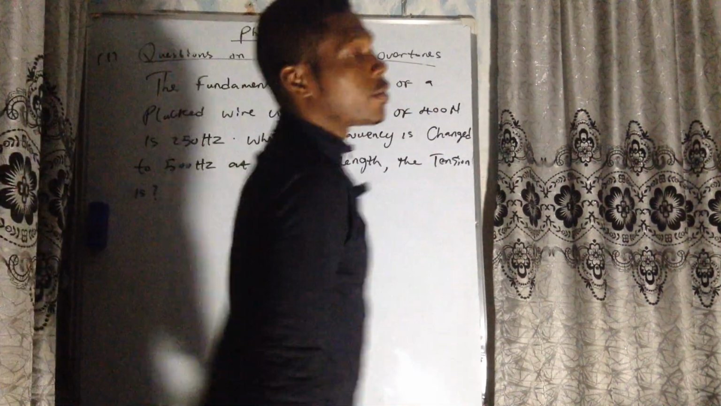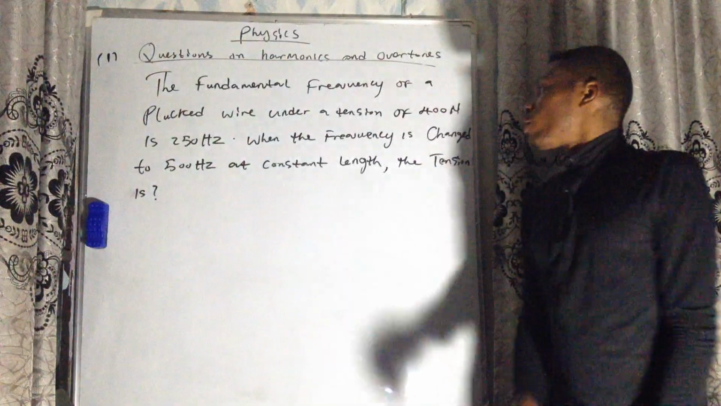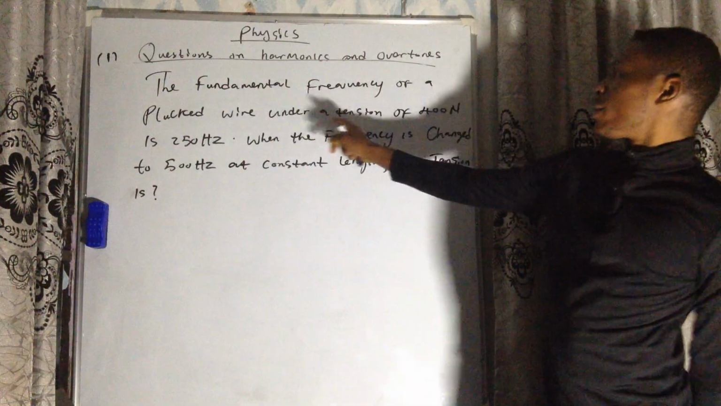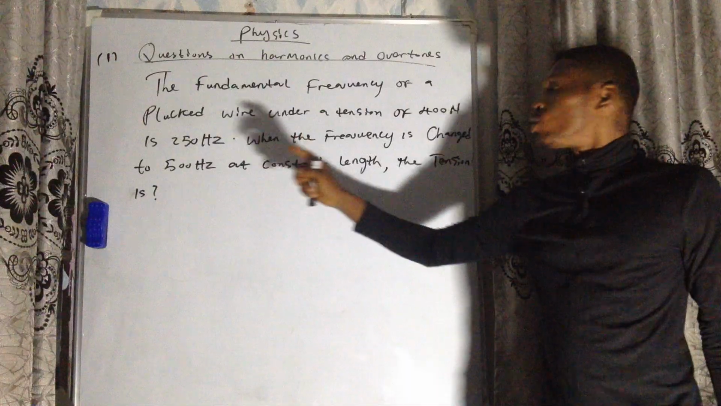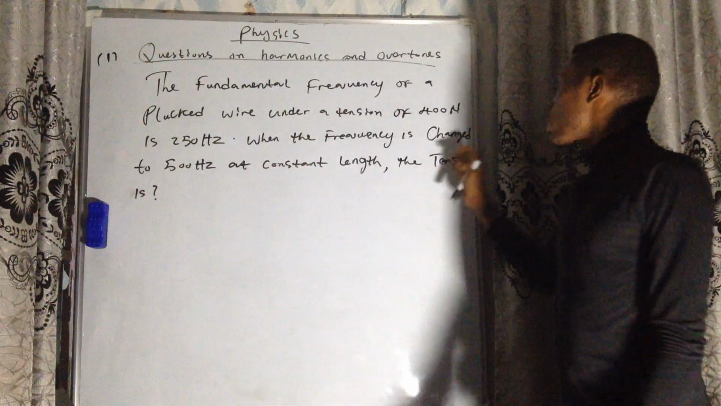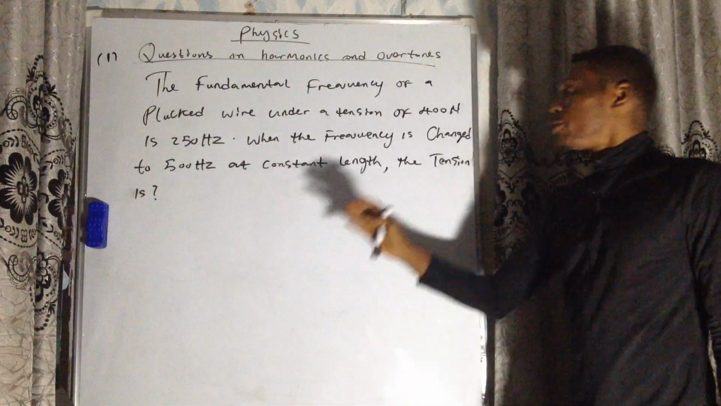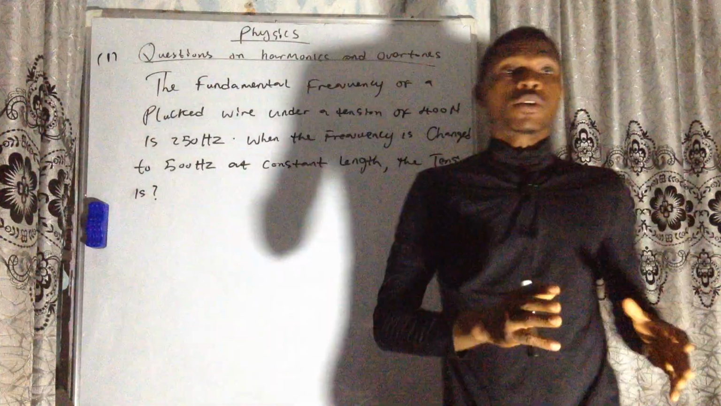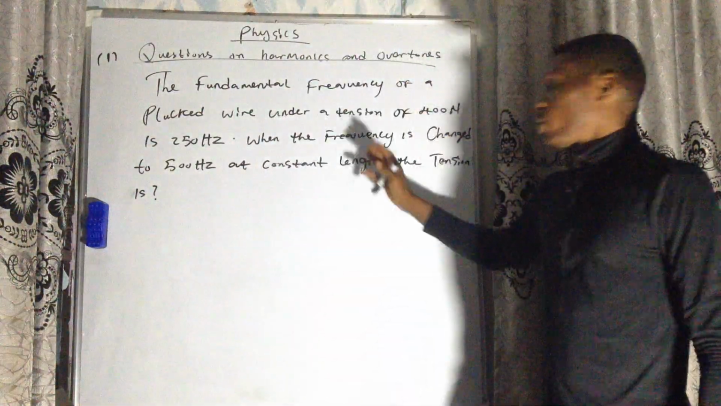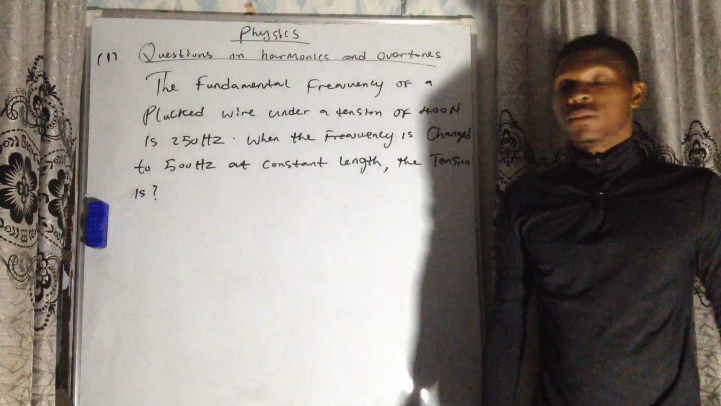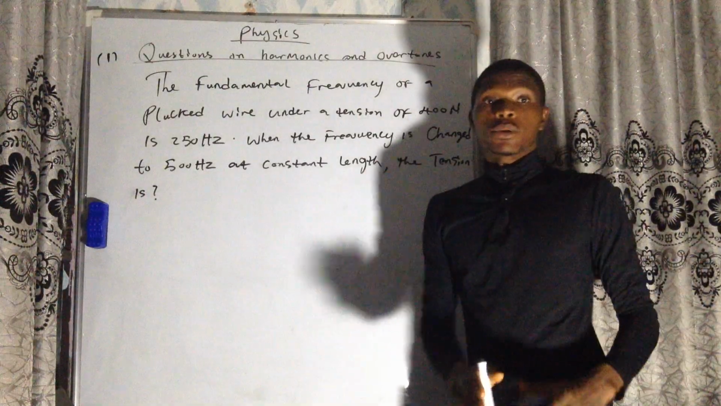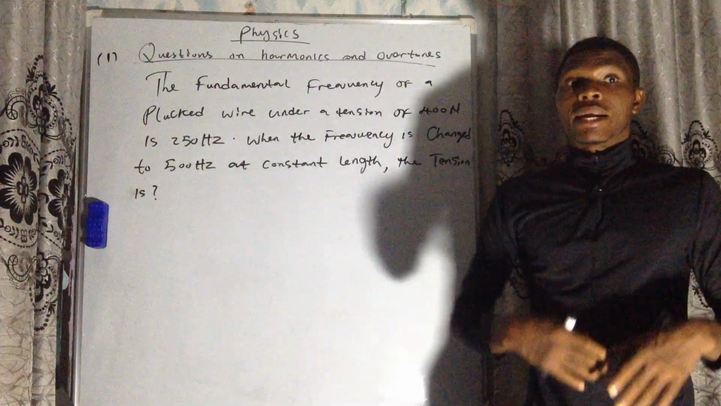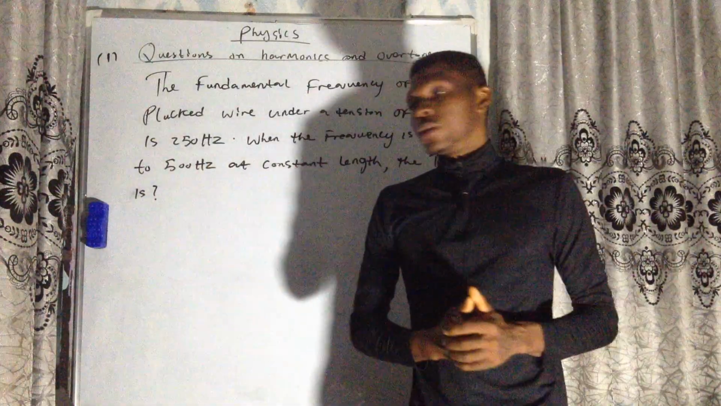Now let us take care of this question. The question says the fundamental frequency of a plucked wire under a tension of 400 newtons is 250 hertz. When the frequency is changed to 500 hertz at a constant length, the tension is. Now, if you can solve this question, you can pause this video and solve it. But if you cannot, then you continue. Or I would like you to pause the video and attempt the question.